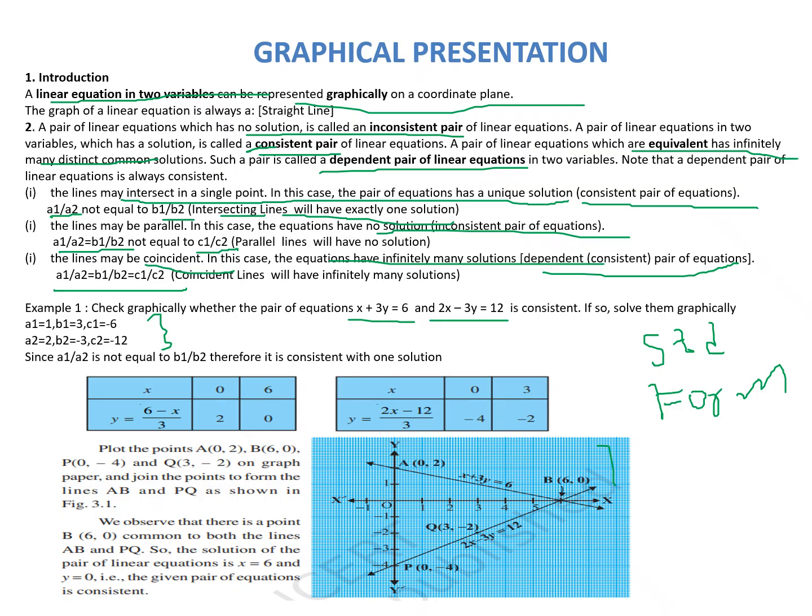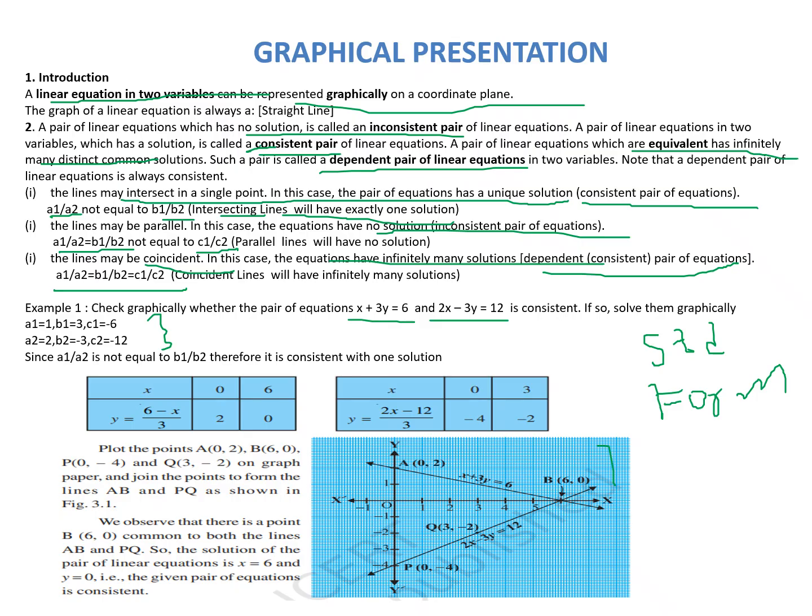This is for the first equation, x plus 3y is equal to 6. This is the graph for the first equation. And likewise for the second equation, which is 2x minus 3y is equal to 12, these are the values: 0 and minus 4, and 3 and minus 2. When we plot them graphically, we arrive at a single solution. And that single solution is 6, 0.